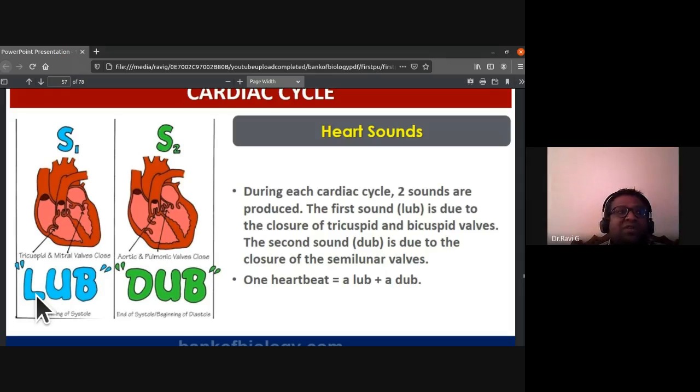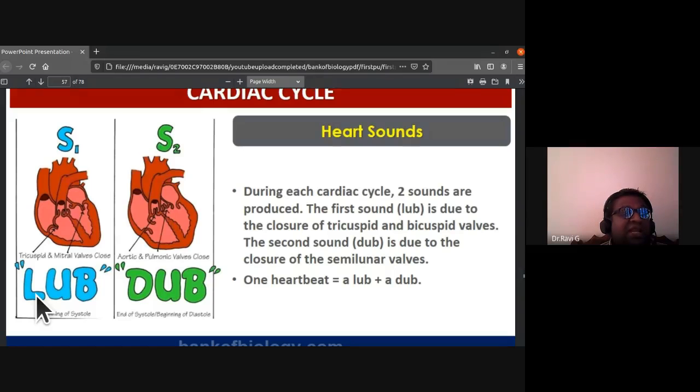Many times they have asked you questions on this. In NEET also you can get these questions. The lub sound of the heartbeat is created when there is opening of the tricuspid and mitral valves, or closure of the tricuspid and mitral valves, or opening of the aortic and pulmonary semilunar valves, or closing of the semilunar valves. So here it is both times closure, not opening.